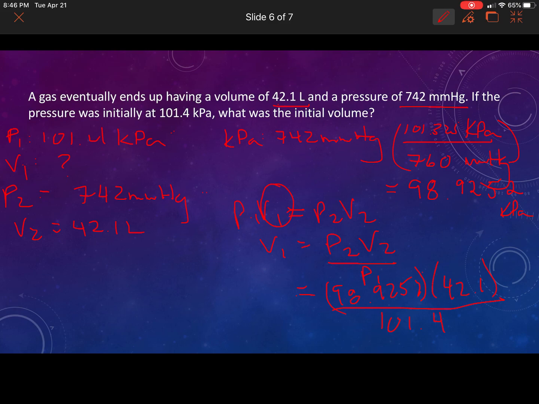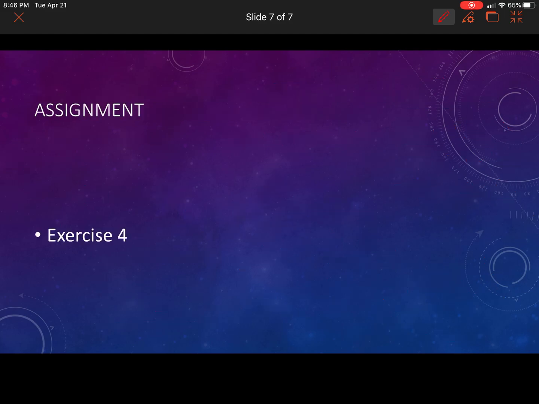So 92.9252 times 42.1 divided by 101.4. And so you should get an answer of 41.07. But you want to look up here to figure out your sig figs. So you only can have 3 sig figs. I ran out of space here, so I'm just going to put my answer here. It's going to be then 41.1, and your unit is going to be liters. Okay, so 41.1 liters for that one.